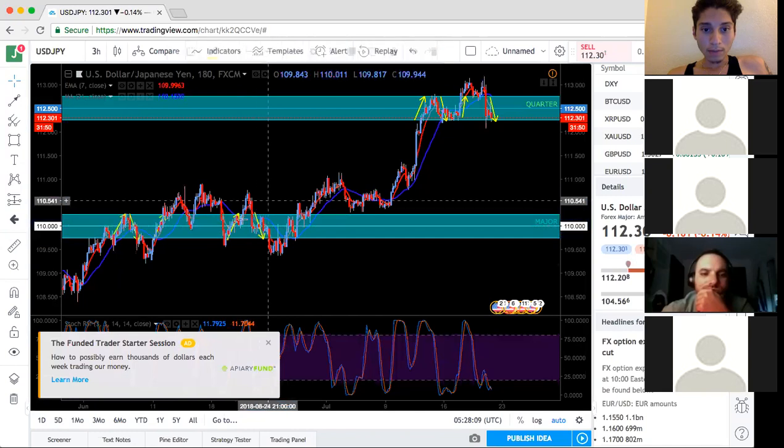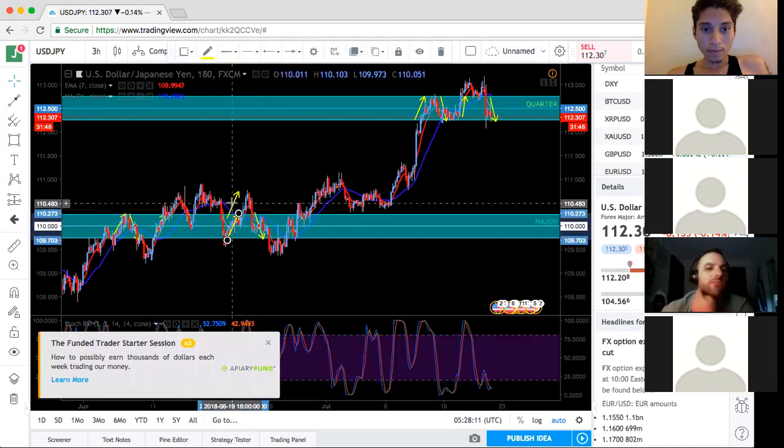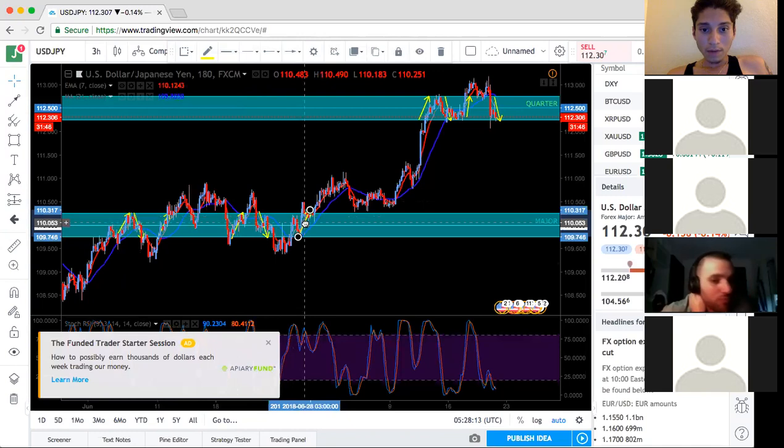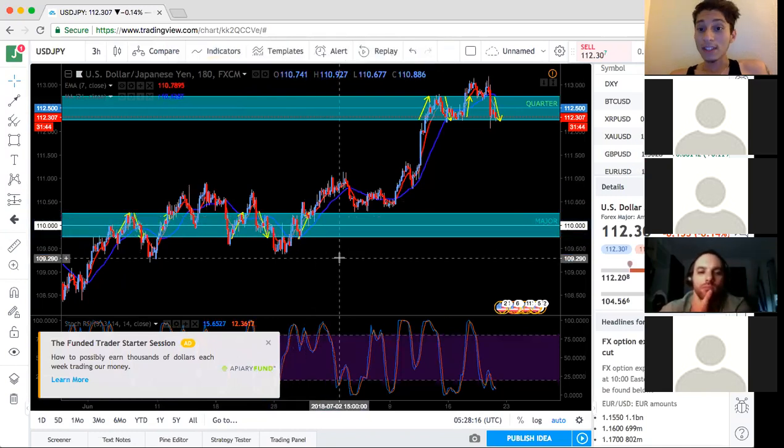50 here. 50 here. Do you see that? Does everyone see this right here? How simple it is to scalp 50 pips? Not your little 10 pips and dip thing.